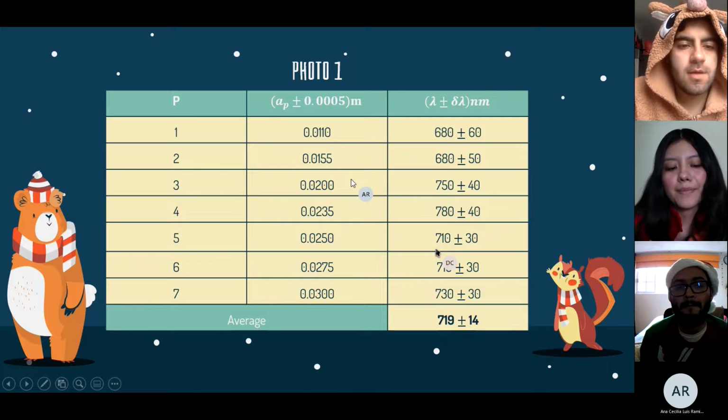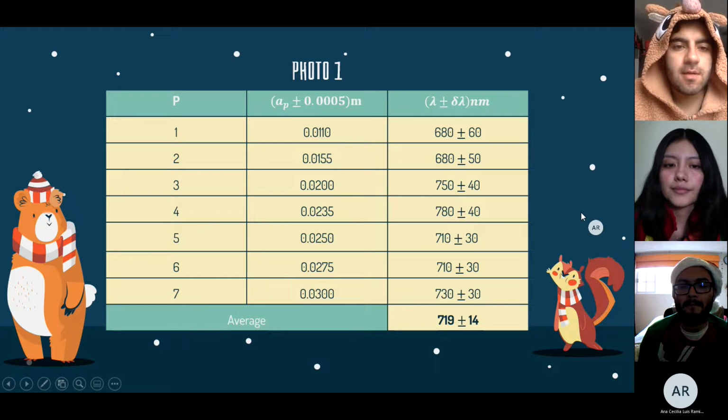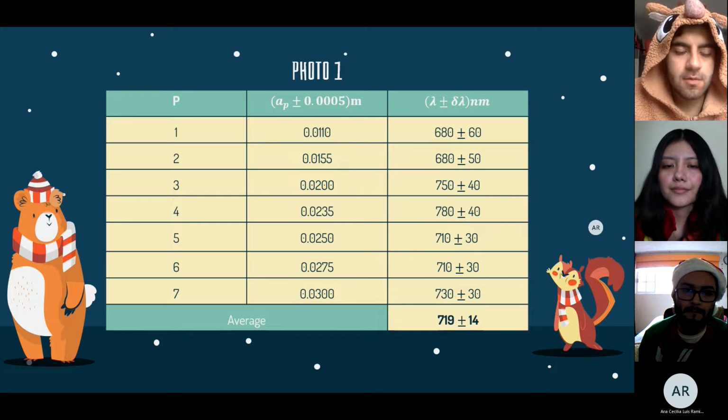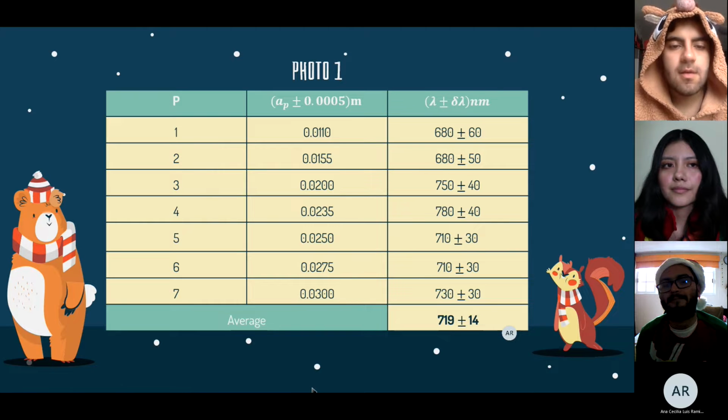For the first photo, we could see 7 dark fringes, and we measured the values of A sub p, and with the equation I mentioned, we calculated the lambda. We then obtained the average of lambda, and we can see that in this particular photo, that value wasn't in the interval that Anna mentioned.